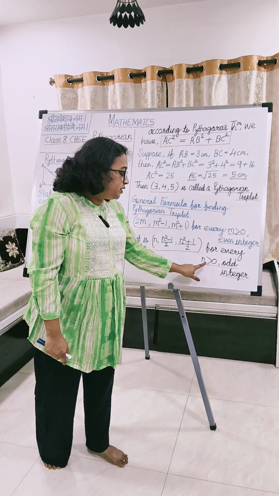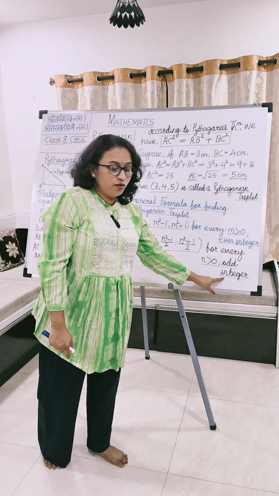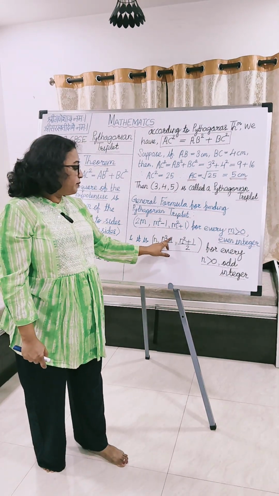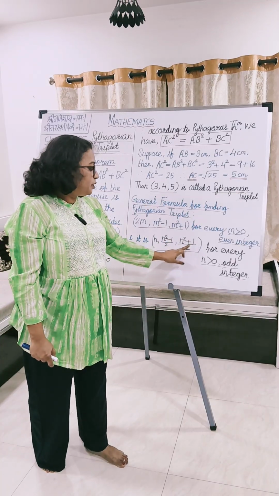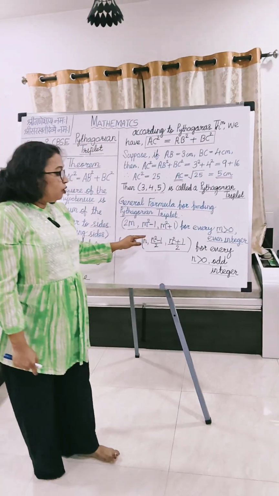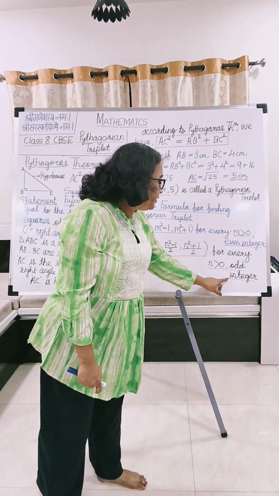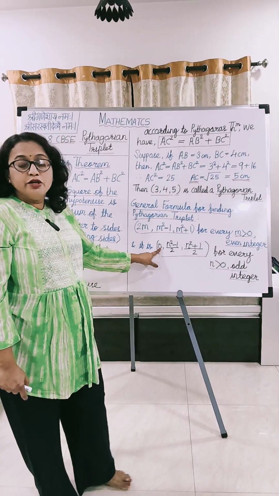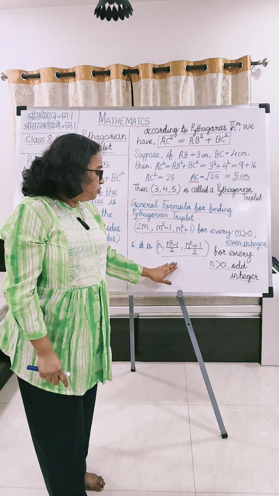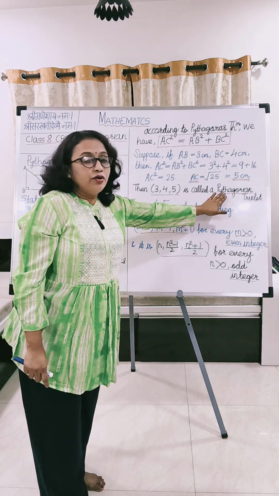And for any n which is greater than 0, that is positive but an odd integer, we can use this formula: n square minus 1 upon 2, n square plus 1 upon 2. Here both the formulas are the same. For even integer I am using the letter m, and for odd integer I am using the letter n. So you can use any of these formulas. So this is the general formula for finding the Pythagorean triplet.